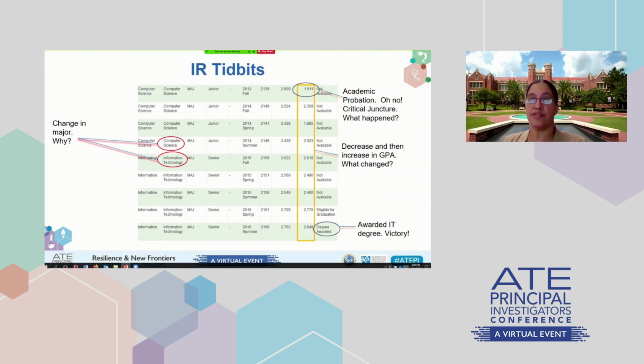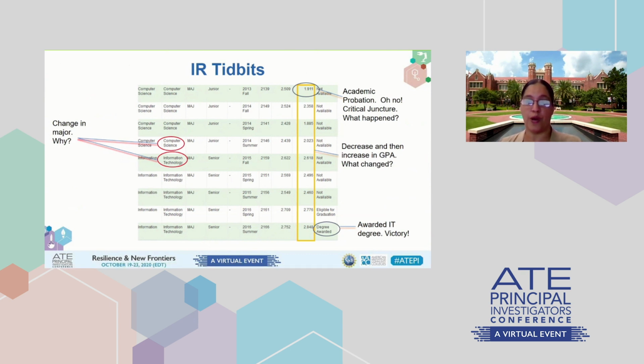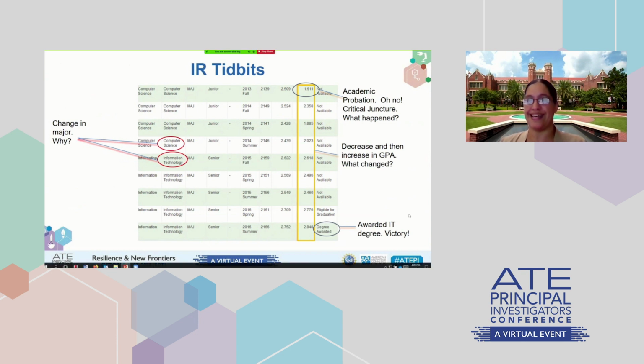So here is another student's IR snippet, and we'll see a change in major in conjunction with academic probation, right, as signified by that GPA that's less than 2.0, and also a continued decline in GPA, and then an increase in GPA after the change in major. So we see here proof that the degree was awarded, and of course, that's something that we always want to see as educators.